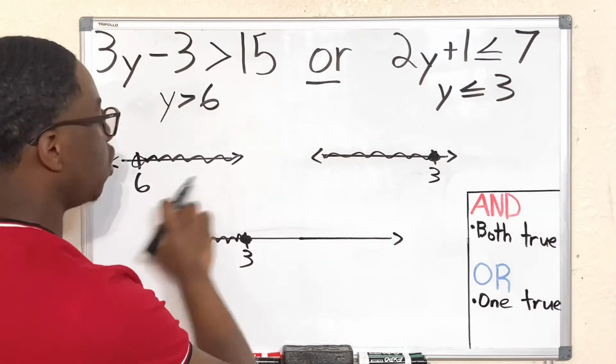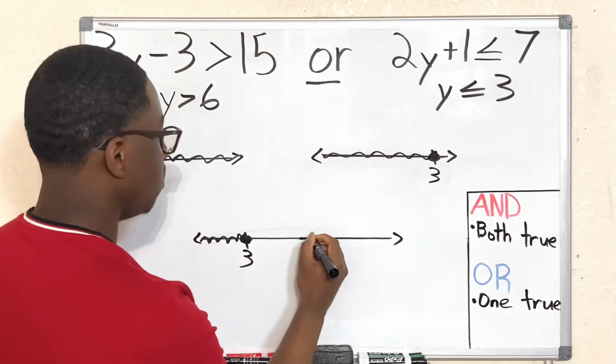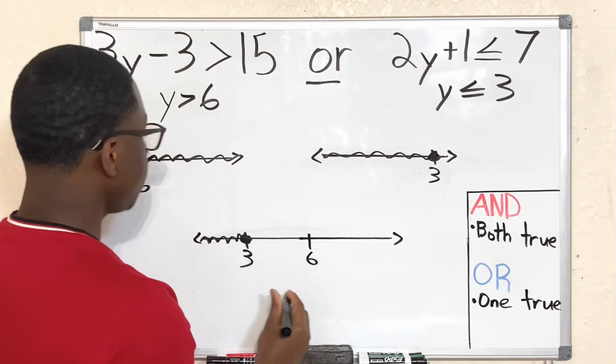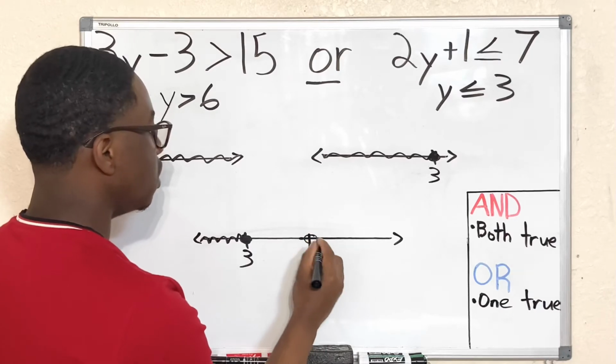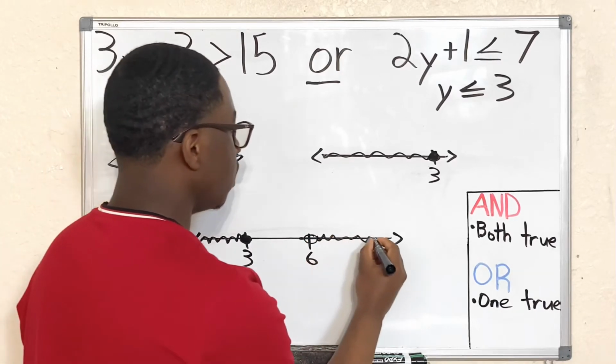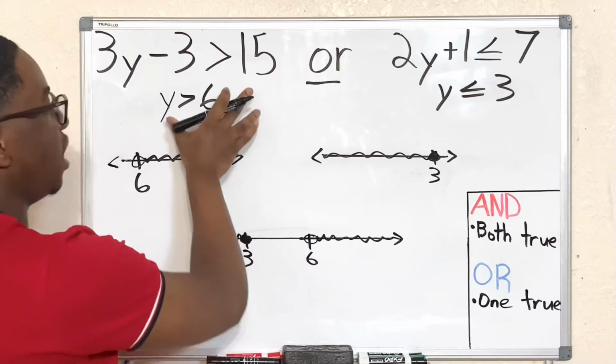Then we have our 6 pointing to the right. So our 6 would be about right here. And everything greater than it, remember your sign, open circle, everything greater than it is going to satisfy this equation.